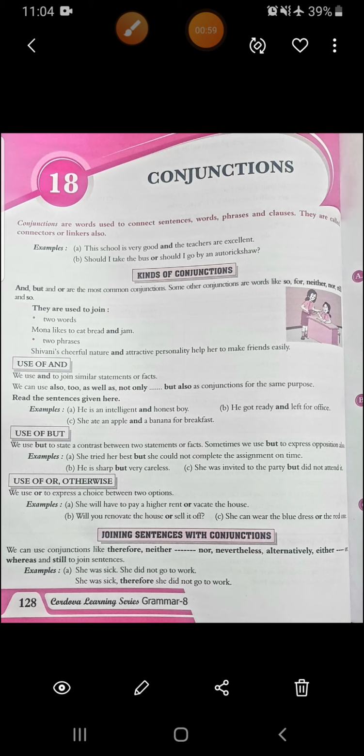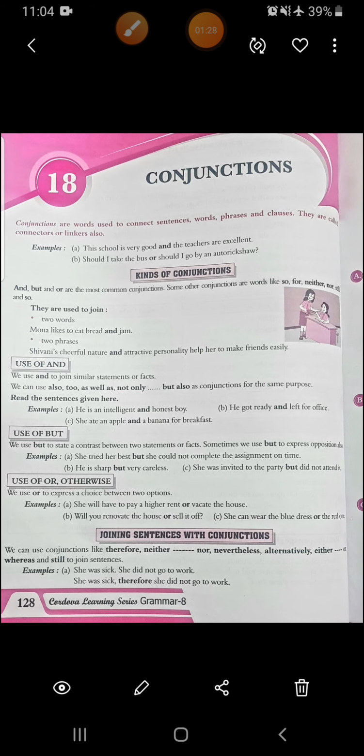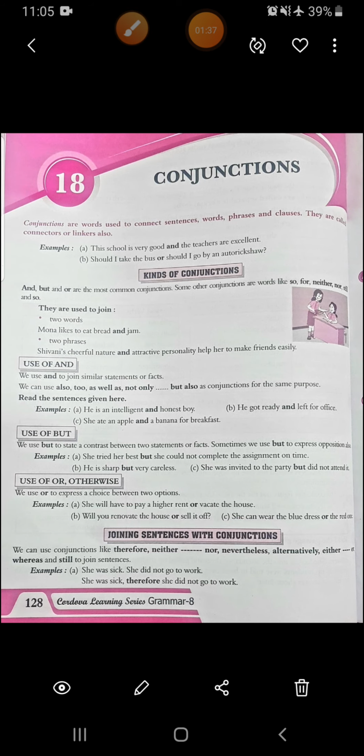This school is very good and the teachers are excellent. So you can see that the two parts of the sentence, that is the school is very good and the teachers are excellent, are conjoined, or they are connected through a word that is and, that is your conjunction. Then see the second example. Should I take the bus or should I go by an auto rickshaw? So again, two parts of a sentence are being connected through a word that is or. So and, or, but, otherwise, either, neither, so, therefore, these are examples of conjunctions.